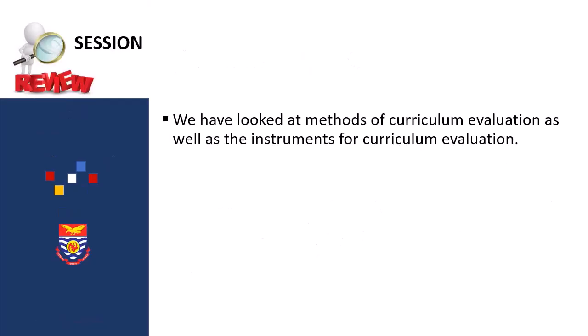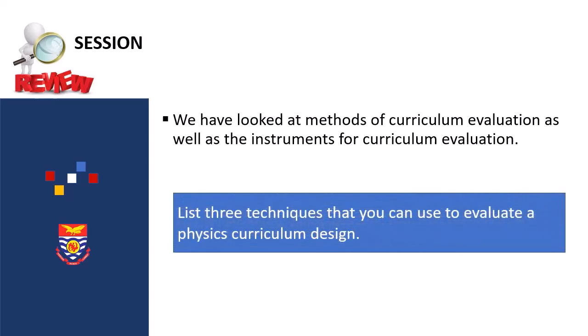Now, students, we have looked at methods of curriculum evaluation as well as the instruments for curriculum evaluation. And we saw that with the methods, we have observation, we have interview, we have questionnaire administration, and we have testing. And based on these methods, we can get instruments such as interview guide, observation guide, questionnaire, and test items or examination.